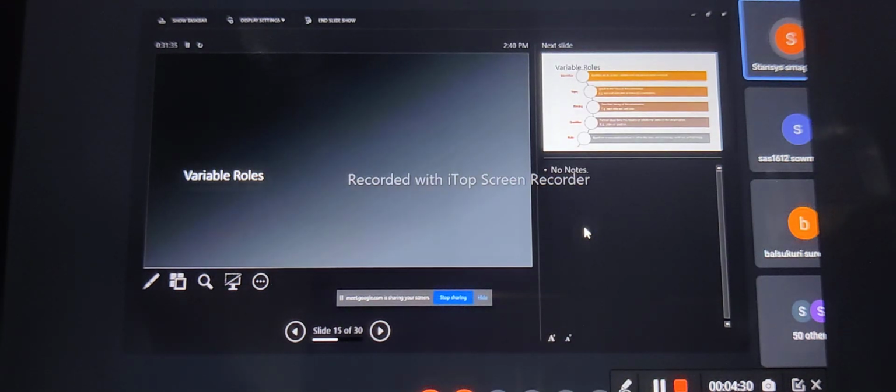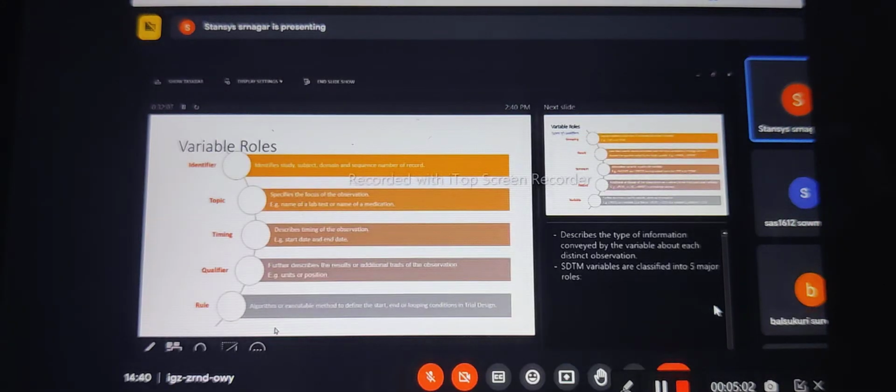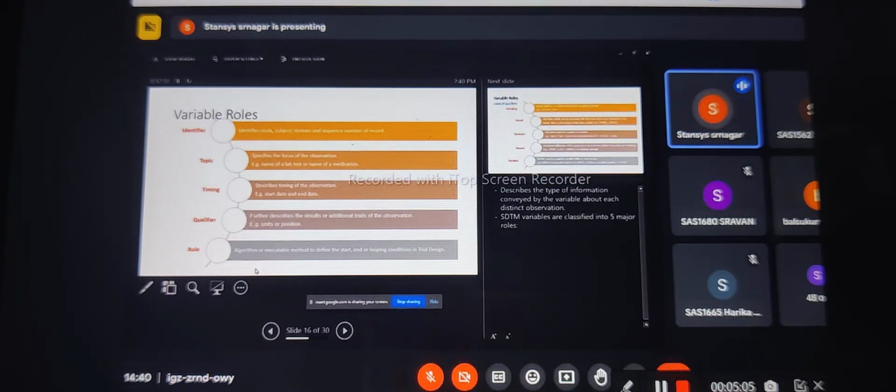The variable roles, I think you are all aware of them, but we'll go through quickly. There are 5 types of variable roles: identifiers, topic, timing, qualifier and rule variables. These basically describe the variable roles. That classification is also based on the role. These are the basic things from the SDTM.